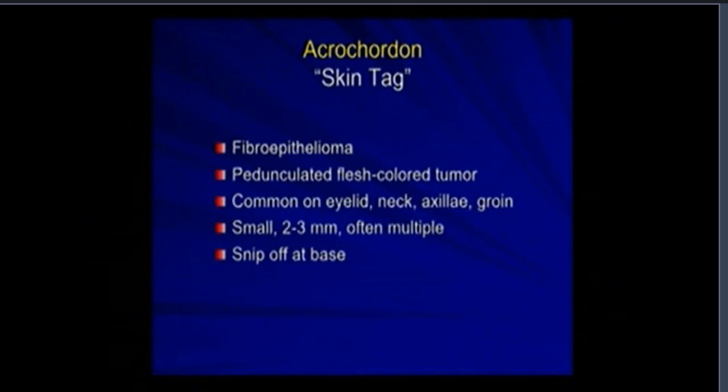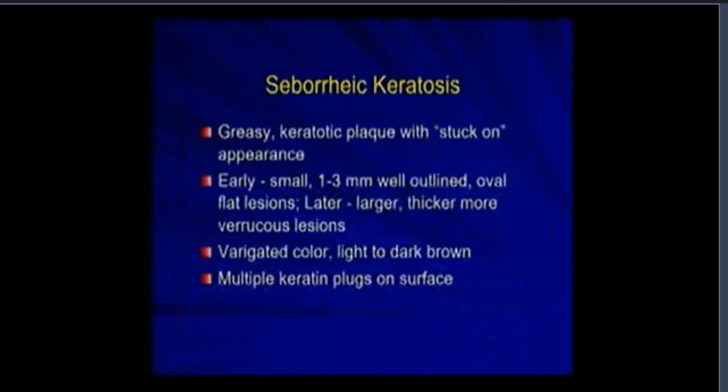Skin tags can be a fibroepithelial polyp, they can be pedunculated, and they're common in the eyelid, neck, axilla and the groin. And also they are multiple, with small size lesions ranging between 2 to 3 millimeters, like this one.